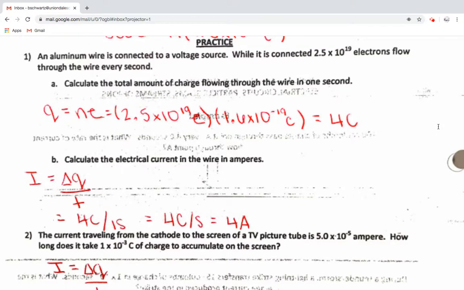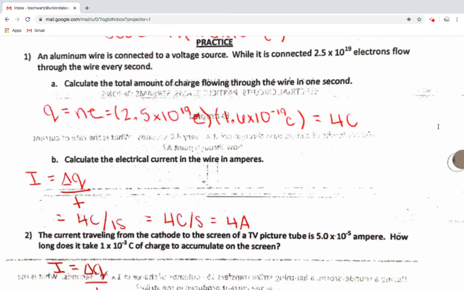Let's talk about the questions that are on page 2 in your guided note packet. Number 1, an aluminum wire is connected to a voltage source. While it is connected, 2.5 times 10 to the positive 19 electrons, the number of electrons, flow through the wire every second. A, calculate the total amount of charge flowing through the wire in 1 second.